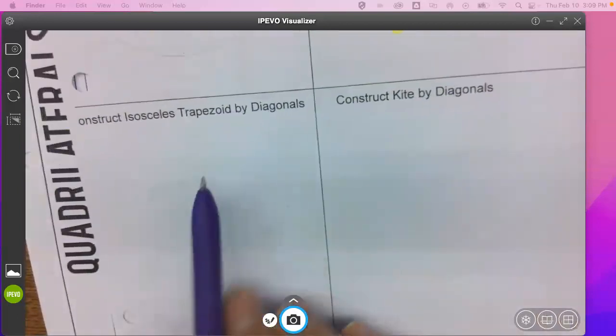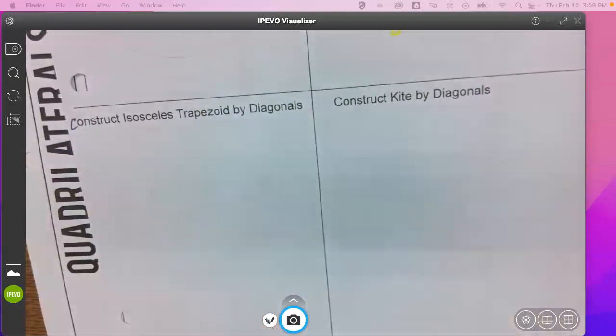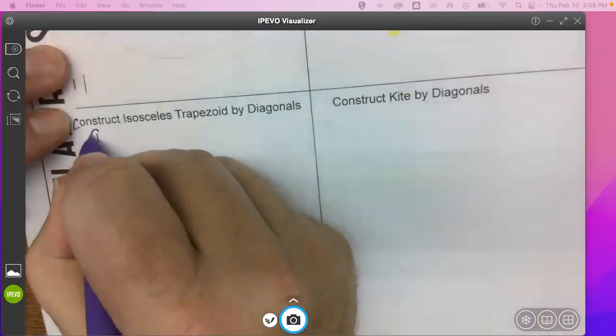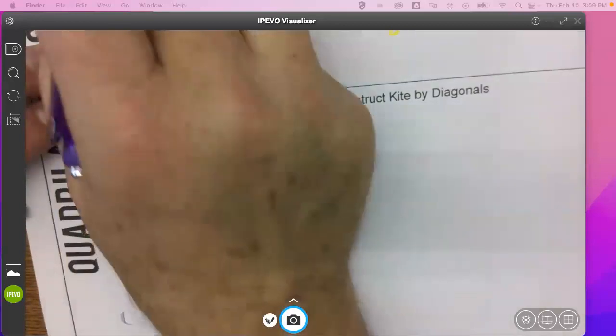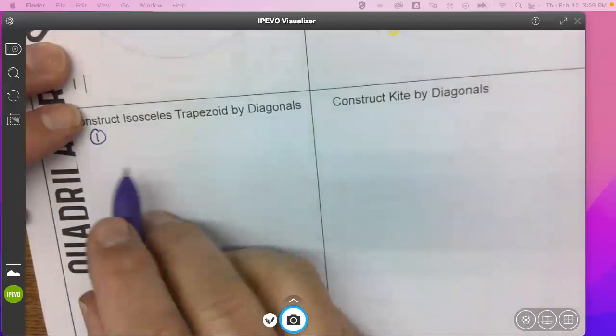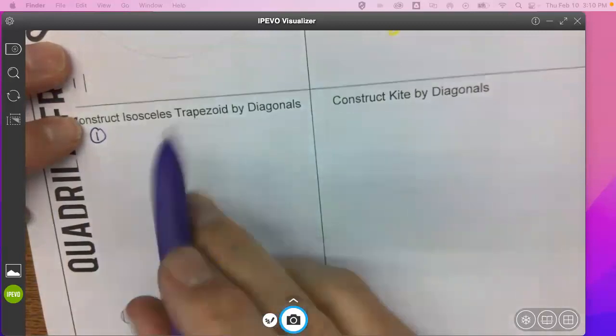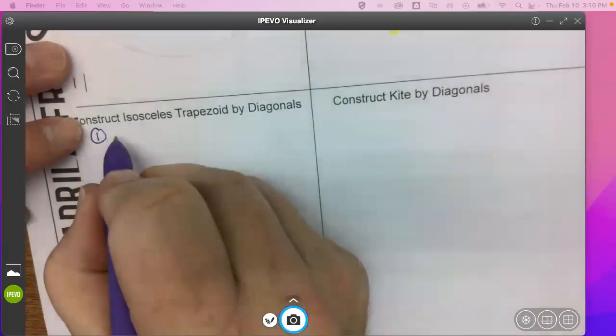All right, let's construct an isosceles trapezoid by diagonals. What do we know about the diagonals of an isosceles trapezoid? Let's start from the top like we did with the parallelograms. Are they bisected? Are they? I thought that was a feature of parallelograms. Trapezoids are not parallelograms. Diagonals are not bisected.